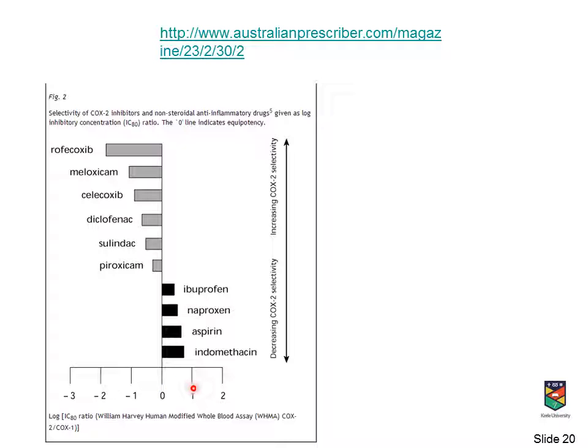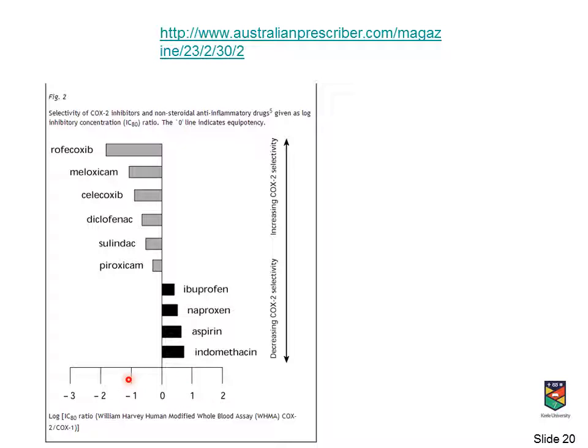Then moving over this way, 1, it's a log, so that means the IC50 for COX-1 is a tenth of that of the IC50 for COX-2. In other words, it's 10 times more potent inhibitor of COX-1 than COX-2. So indomethacin preferentially, not quite 10 times, but almost 10 times preferentially inhibits COX-1 compared to COX-2.